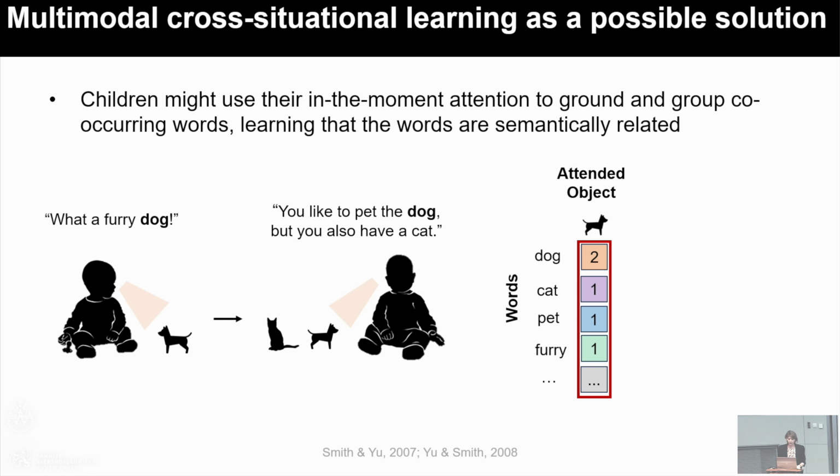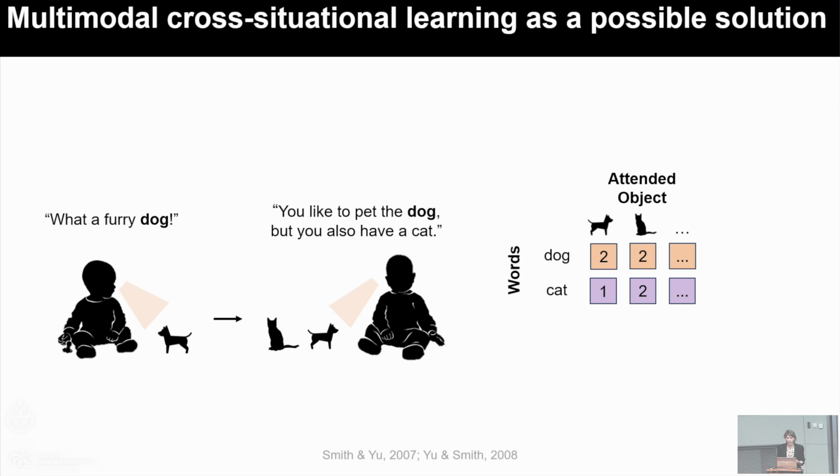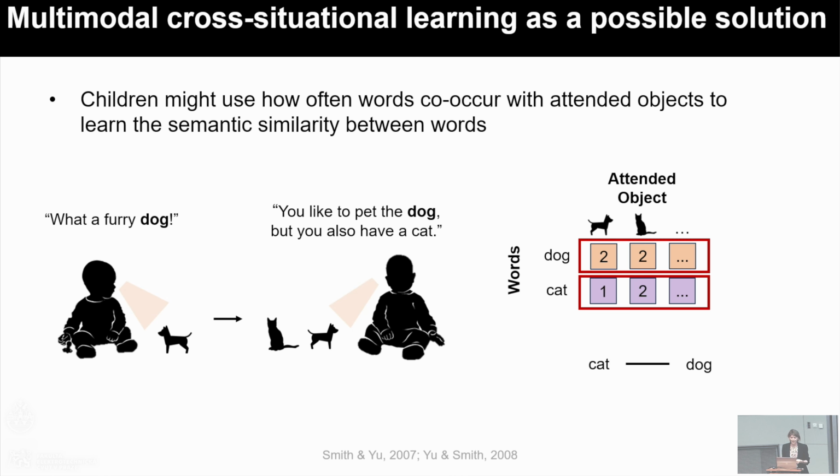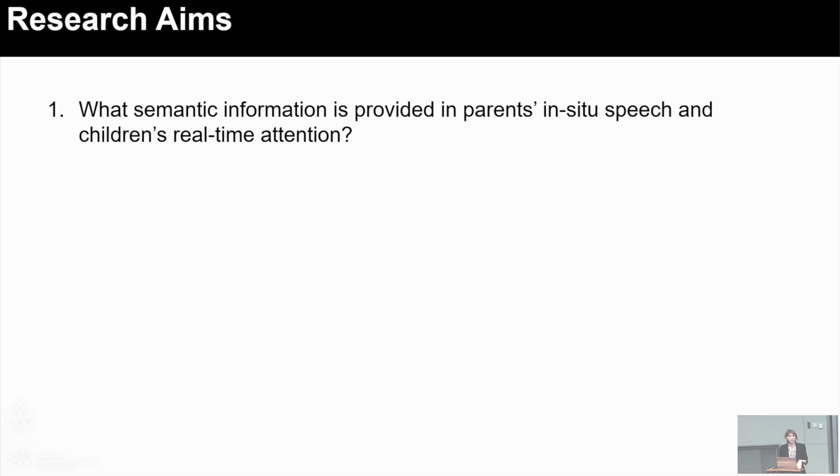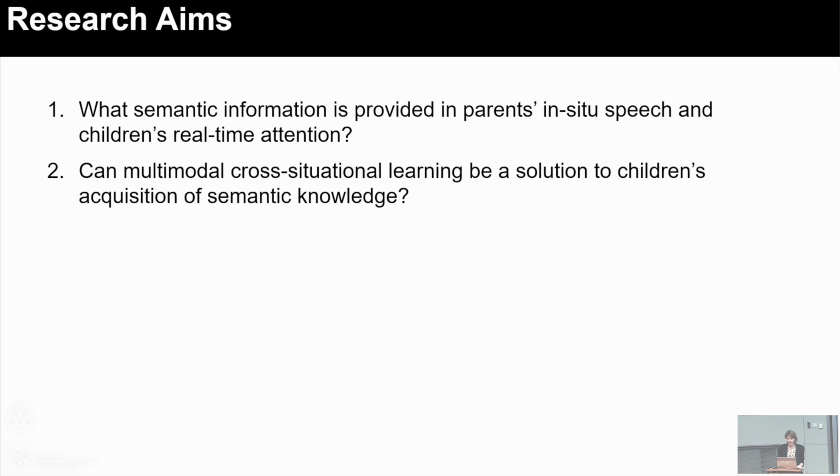But then beyond that, they might not just ground and group words that co-occur with an attended object across multiple instances when they see that object. They might generally use the co-occurrence between words and objects to infer the semantic similarity between words. For instance, the idea that the words dog and cat tend to be heard when children attend to similar objects. This might be used as a basis to begin to learn the semantic relations between these words. So our main research questions were to understand what kind of semantic information parents provide when children are attending to objects, and secondly, to probe whether multimodal cross-situational learning might be a solution, or one solution, to how children build semantic knowledge from limited input.